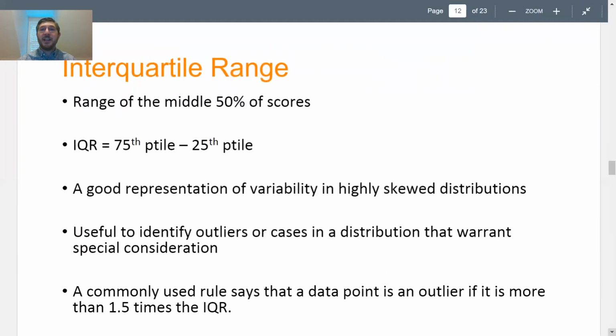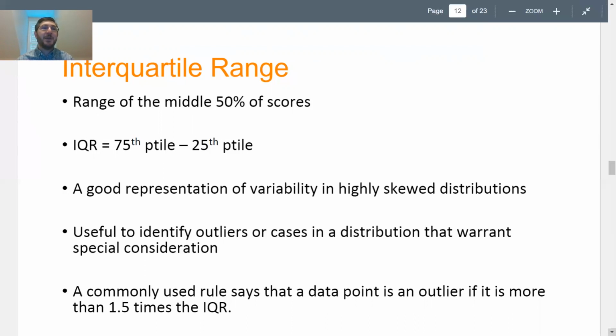The interquartile range is probably one you're not familiar with. It's the range of the middle 50% of scores. So if we go back to thinking about percentiles again, the interquartile range is the 75th percentile minus the 25th percentile. It's used when you have a skewed distribution. So it's a good representation of variability for skewed distributions, because you're talking about the range of the middle 50% of scores.